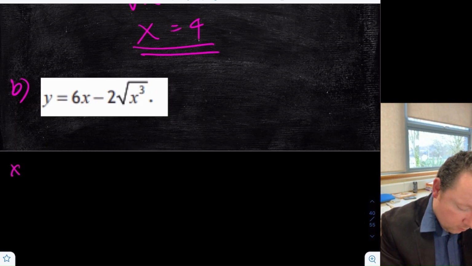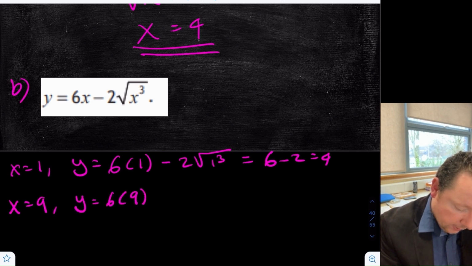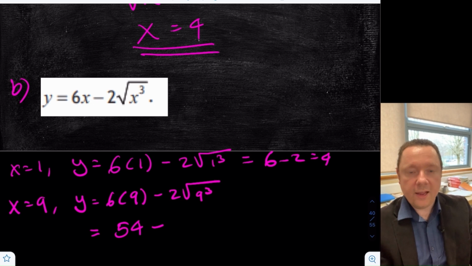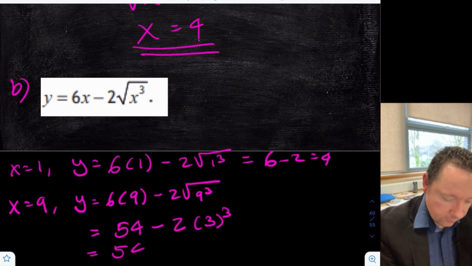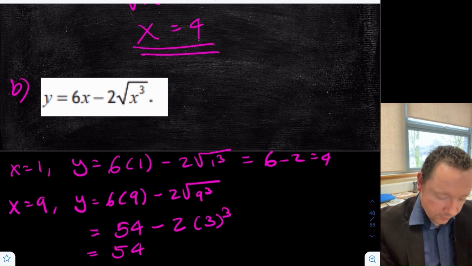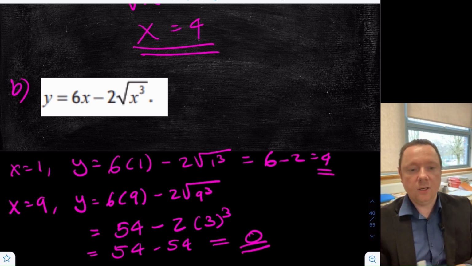So at x equal to 1, y equals 6 times 1 minus 2 times the square root of 1 cubed. 6 times 1 is 6, minus 2 equals 4. At x equal to 9, the other one, y equals 6 times 9, minus 2 times the square root of 9 cubed. 6 times 9 is 54, minus the square root of 9 is 3, so 2 times 3 cubed. 54, 3 3's are 9 times 3 is 27, 27 times 2 is 54, that gives me a big 0 is the answer at the limits.